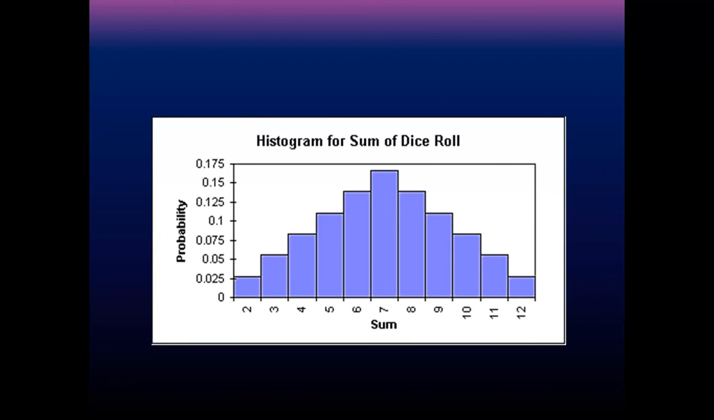If you draw a histogram of the sum of these dice rolls, the probability of getting a 2 as a sum is this, getting a 3 as a sum, getting a 4, getting 5, 6, 7, 8. It will look like this. So this is a histogram for the sum of dice rolls, and this is a probability histogram. It's not an absolute frequency histogram. It's not a bar graph. It is a probability histogram for the sum of dice.